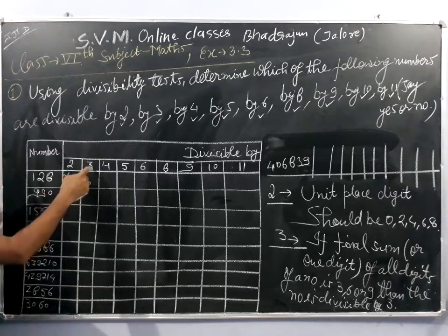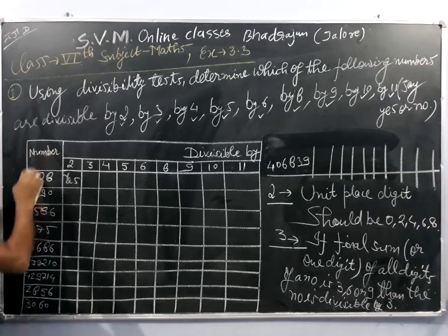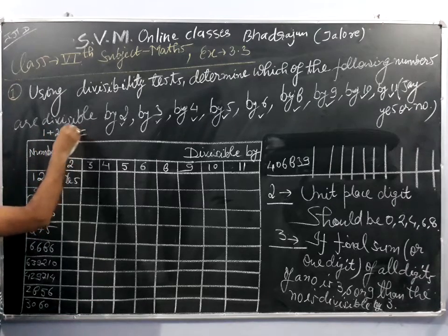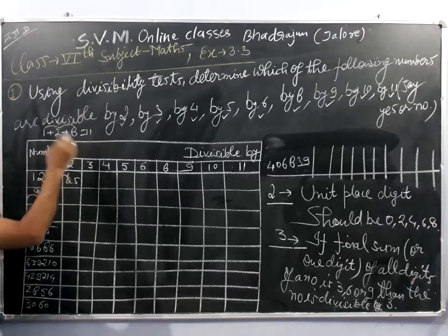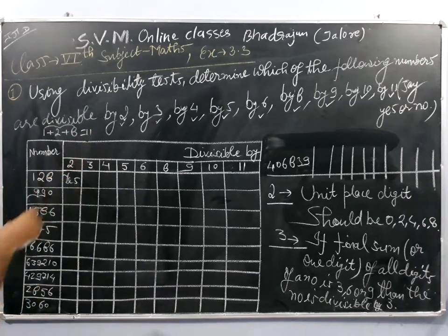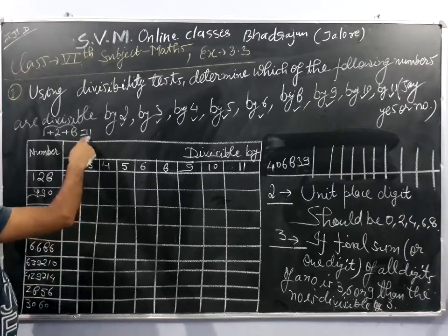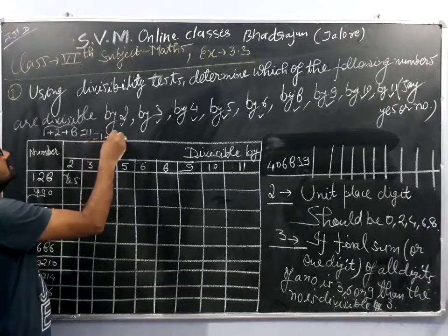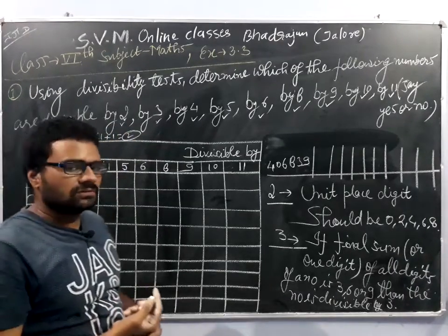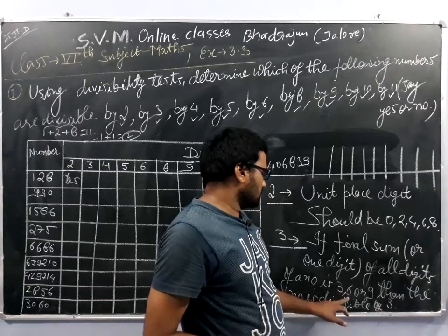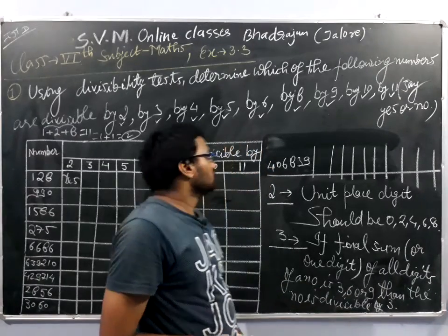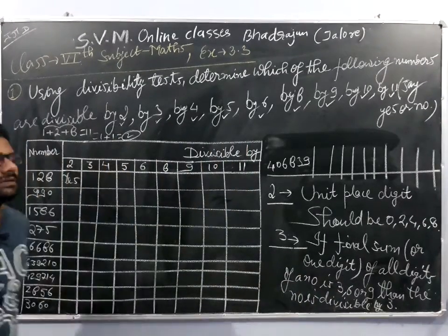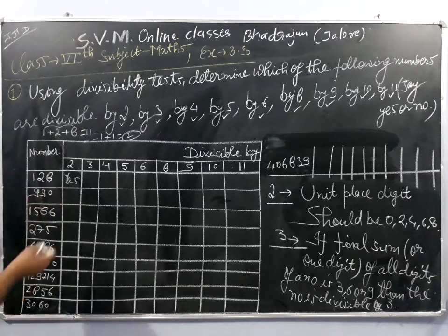Okay, let us go for 3. For 3 we will add all the digits of this number, which is 1 plus 2 plus 8. 8 plus 2 is 10, 10 plus 1 is 11. Now 11 is not the final sum because 2 digits are there. So further we have to add these 2 digits, and 1 plus 1 is 2, which is not 3, 6 or 9. So we can say that this number is not divisible by 3.